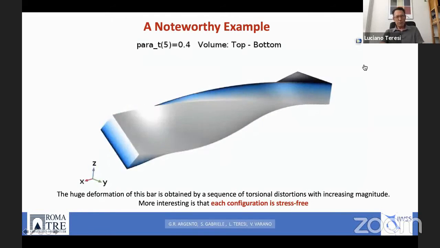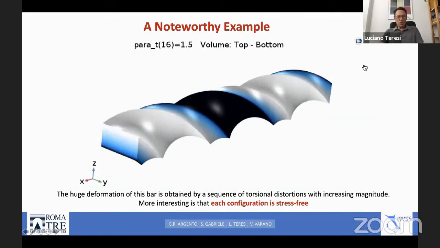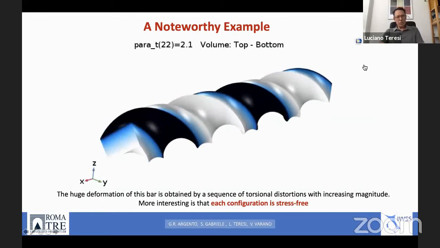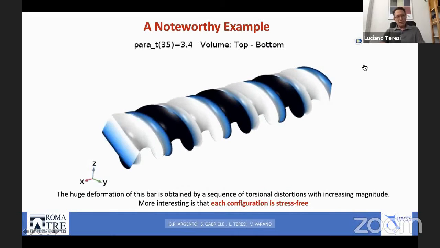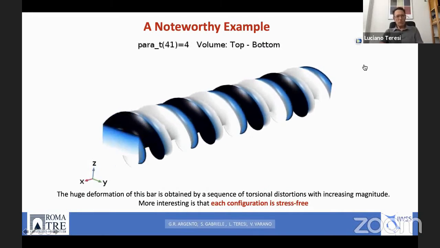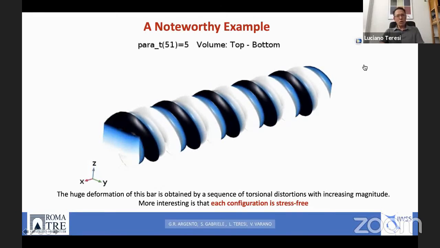Here you see another very interesting shaping. What you see is a sequence of configurations. Each configuration corresponds to a given distortion. And what is more important is that this distortion is compatible. It means that all these shapes are stress-free. So there is no stress in this solid. And this is the goal of the growth of a living tissue. Growth must not induce stress in the tissue. You want only to change the shape, but not to change the elastic energy. You don't want to stress the solid.